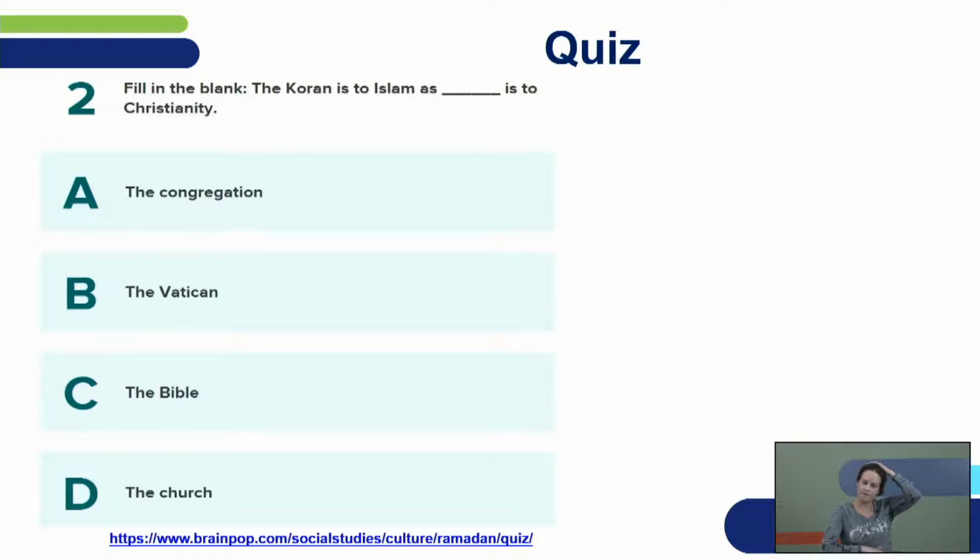Number two, fill in the blank. The Quran is to Islam as blank is to Christianity. So the answer here is the Bible, C. You remember, the Quran is the holy book for Muslims, and the Bible is the holy book for Christians. So the answer is C.